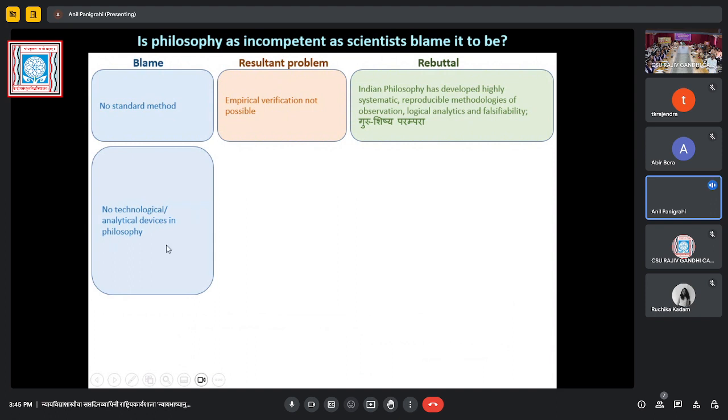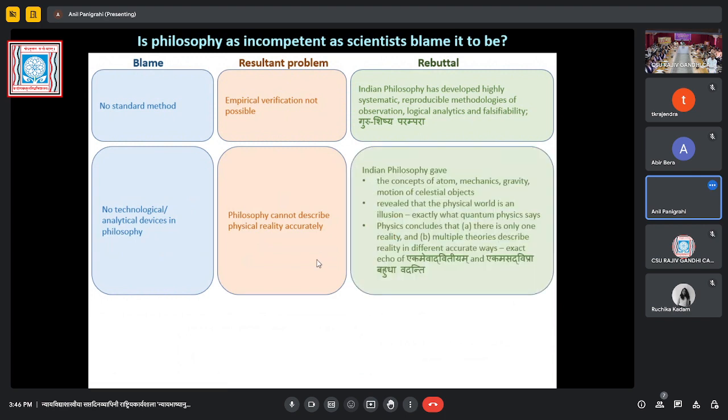The other blame is that there are no technological or analytical devices involved in philosophy, and the problem with that is that philosophy cannot describe physical reality accurately. But that is also not true. We previously talked about Vaisheshika giving us the concepts of atom mechanics and gravity, and also Surya Siddhanta giving us how the motions of celestial objects occur.